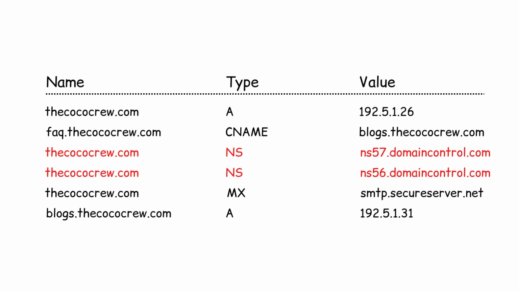We have two records for NS to improve reliability. MX records are used to point to the domain's mail server. That is all about DNS records.